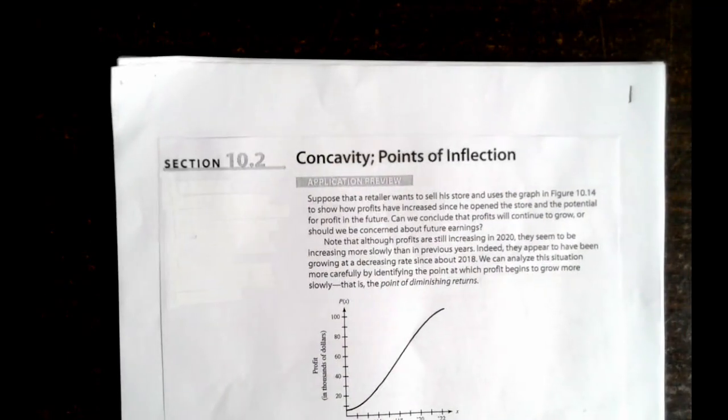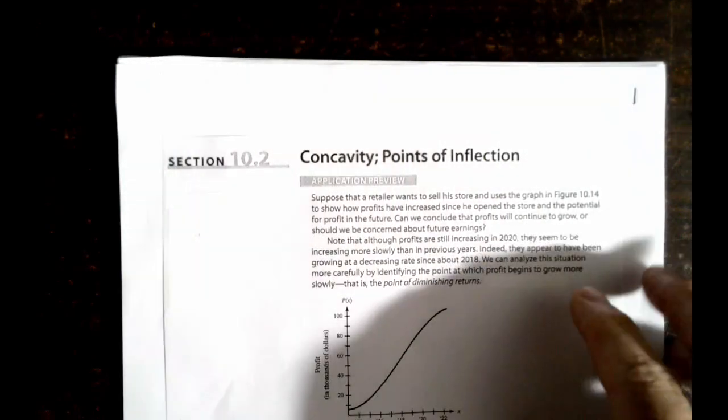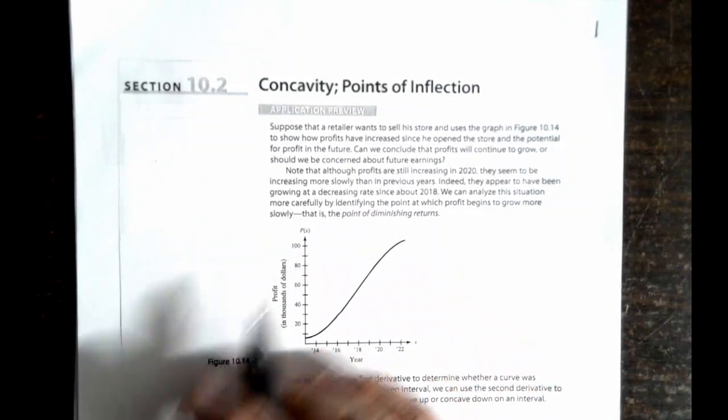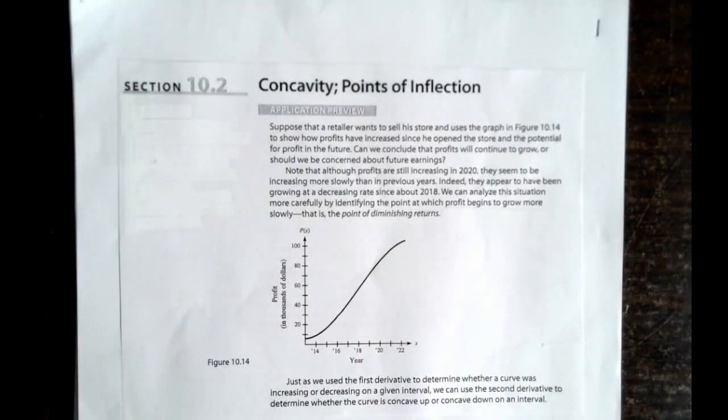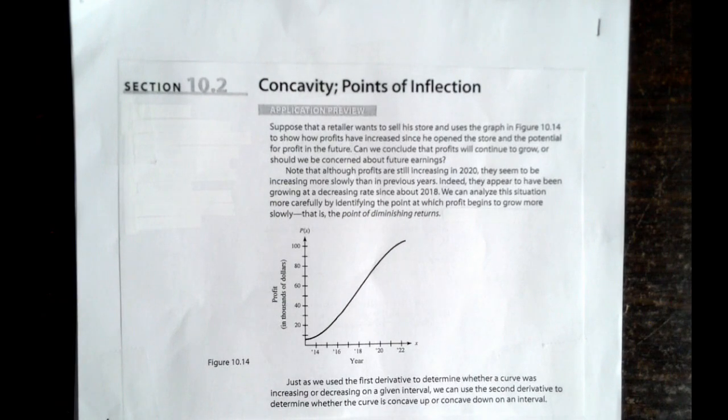Alright, 10.2 talks about two different ideas, concavity and points of inflection. So suppose that a retailer wants to sell his store and uses a graph to show how profits have increased since he opened the store and the potential for profit in the future. Can we conclude that profits will continue to grow, or should we be concerned about future earnings?